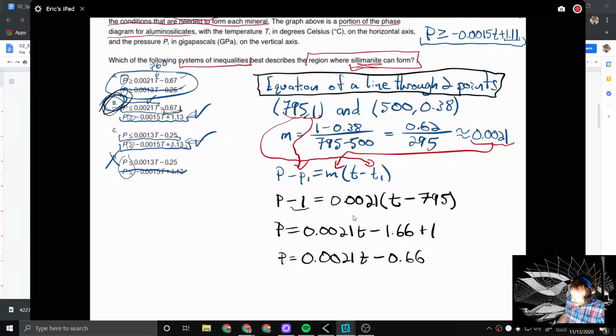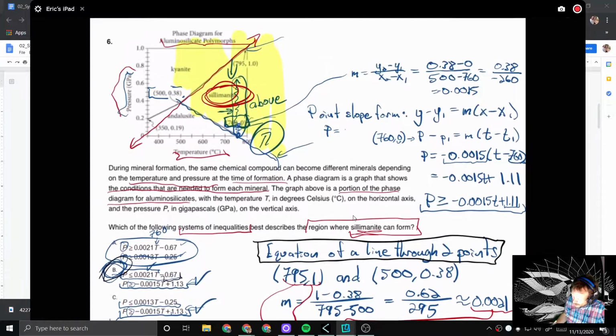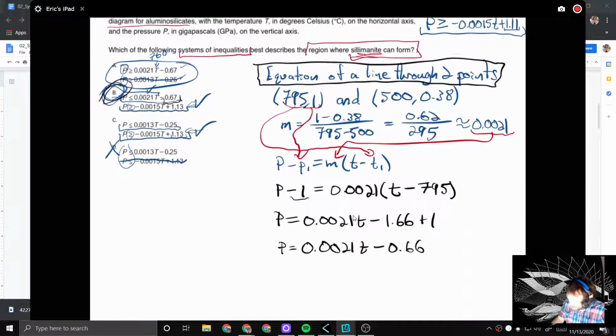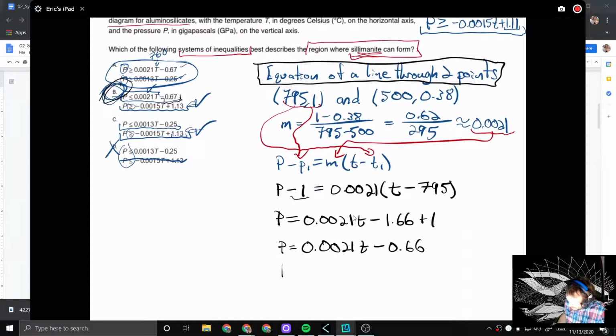And we didn't ever look at what the inequality is. We should, right? When we're looking back up here, we want the values that are underneath the red line, right? We want everything underneath here because we're going for the solution. So we want the p-value underneath the red line. So we want to say p less than or equal to 0.0021 t minus 0.66, and that symbol does match there.